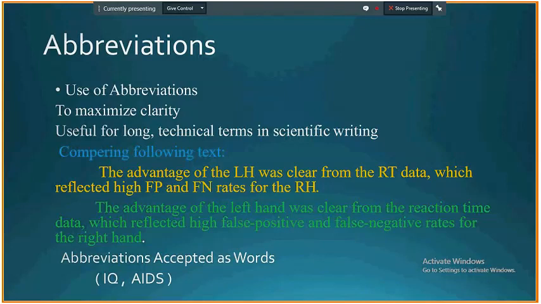Thank you, Ram sir. You helped to clear up the abbreviation. Instead of the second sentence, you can use the first one, because here we use abbreviations LH, RH, FN, FP instead of left hand, reaction time, right hand, false positive and false negative. I want to make clear, but should this abbreviation be written before or after of the page? I think so. If not, then no one will understand, isn't it?